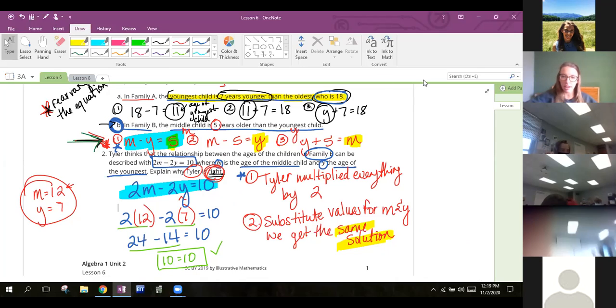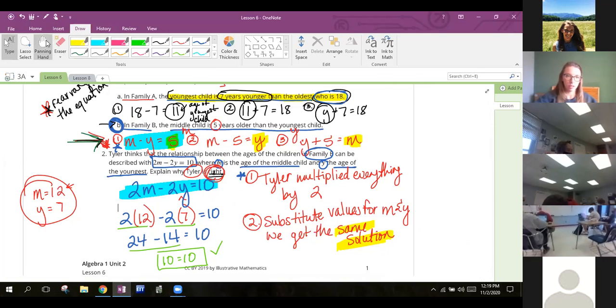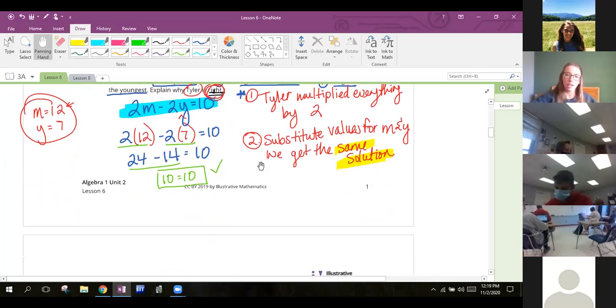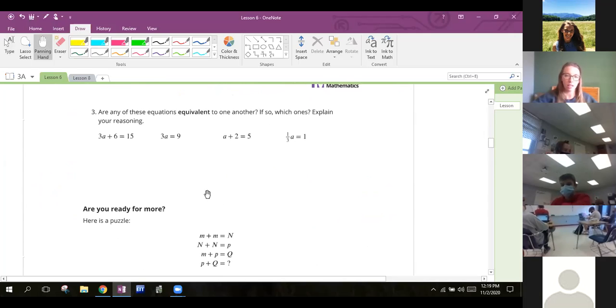Okay, let's look at it. All right, so keep these two things in mind right here: the fact that we multiplied everything by 2, and that you can use substitution to see. It says, are these equations equivalent to one another? If so, which ones? Explain your reasoning.